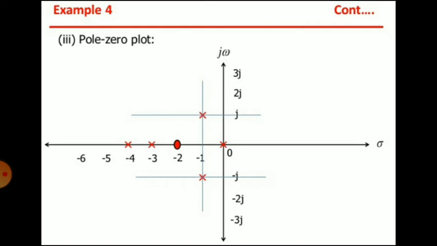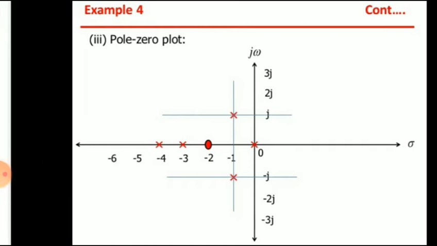So -1 plus j will be indicated by a cross because these are the poles. And another value, -1 minus j, is again expressed by a cross because these are the poles, imaginary poles. So this is the pole zero plot for that transfer function.